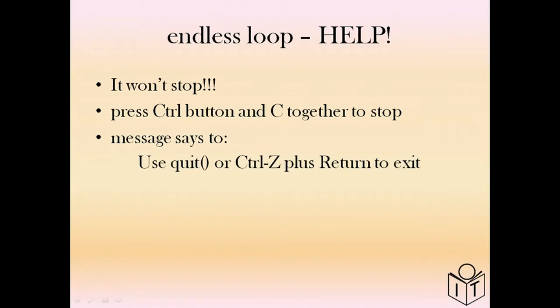When you're doing loops, such as while loops or for loops, sometimes your code will run and it doesn't stop, and you think, I want to stop it. The way I stop it, for example, in the control panel, would be just to use the Control button and C together, and that will quit the program.